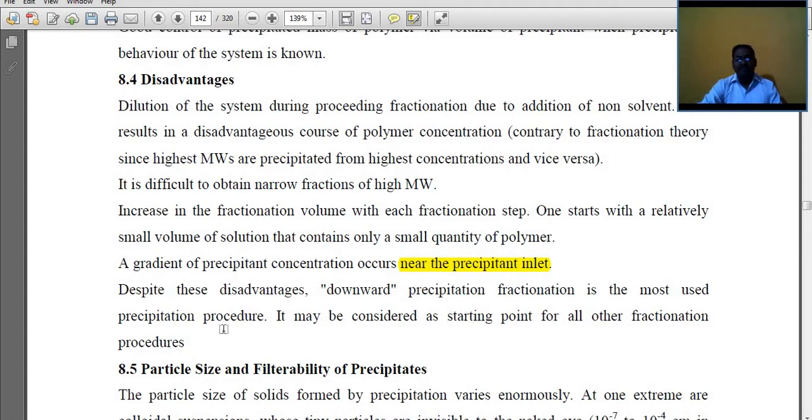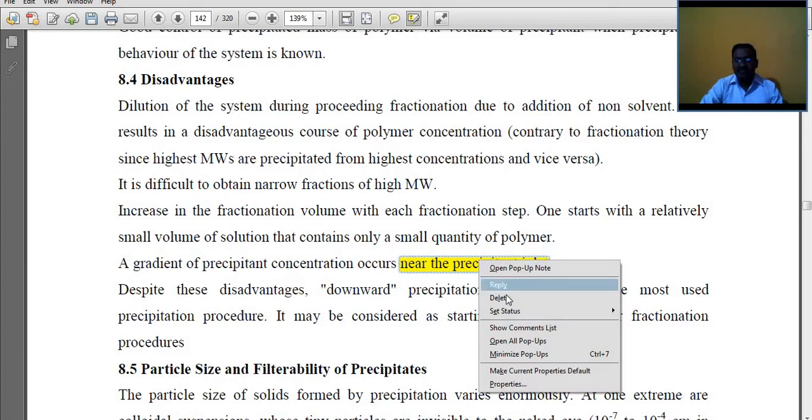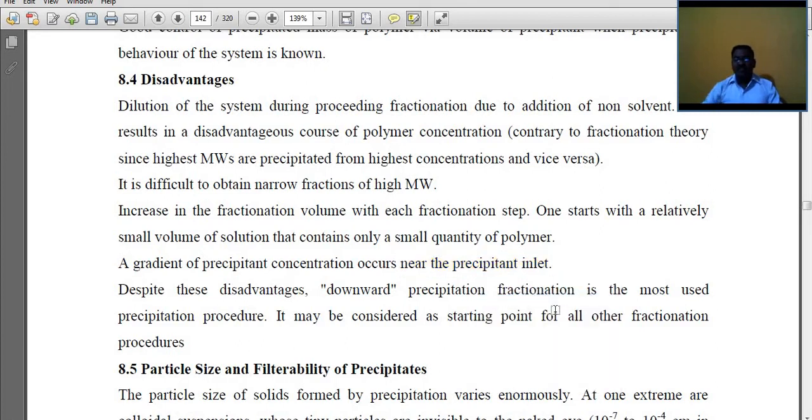Despite these disadvantages, downwards precipitation fractionation is the most used precipitation procedure. It may be considered as the starting point for all other fractionation procedures.